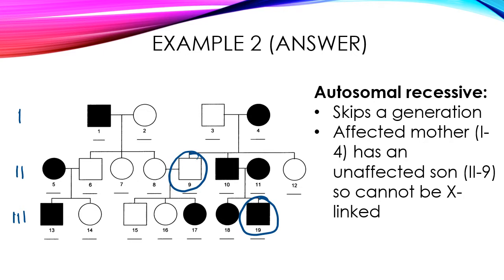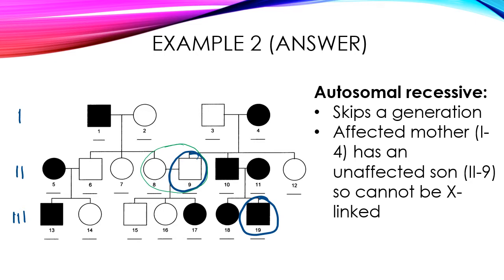Okay, so the answer for this pedigree. Looking at this pedigree, a key thing I'm going to look at is: does it skip a generation? So what I can see here is it's present in generation 1. In generation 2, there's a couple here that are unaffected, however they have an affected child. So I can say that it's going to be recessive. All right, so that's my first thing.